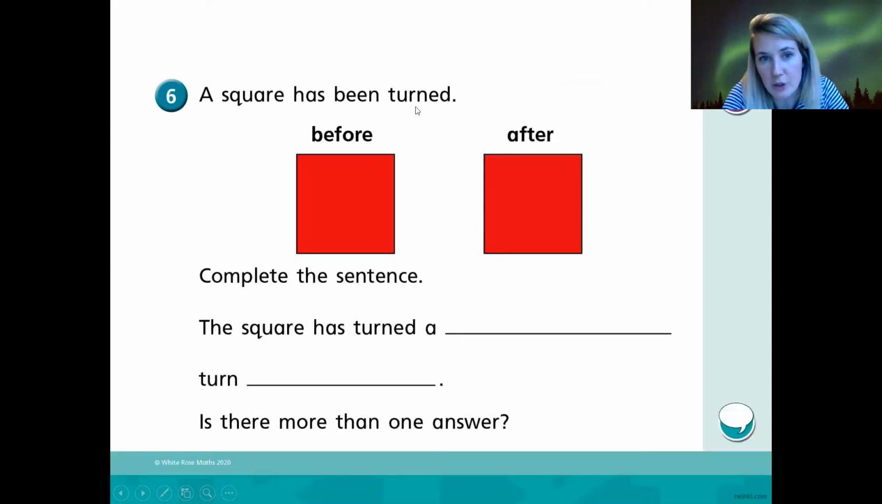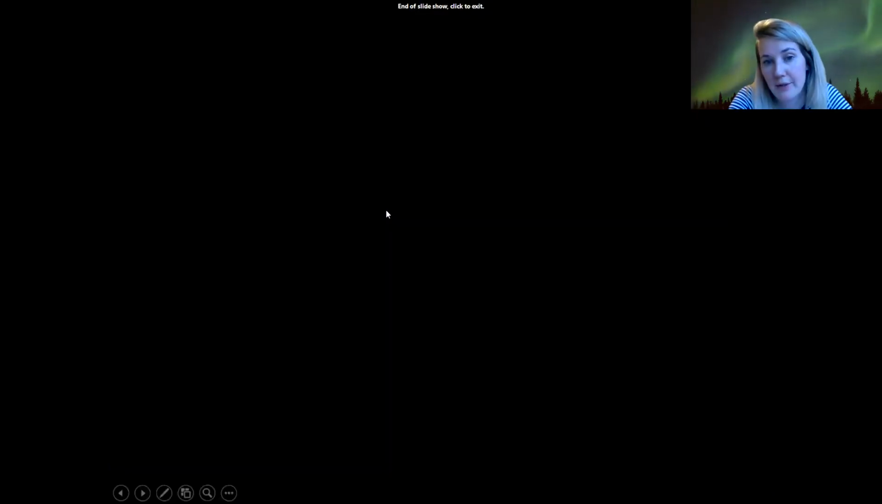The square has been turned. Now, complete the sentence. The square has turned. Look, guys, there is more than one answer. It is really hard to tell. There are no arrows, okay? It's making you think. Yes, there's more than one answer. It could be half a turn. It could be a quarter turn. Because it's a square, it can be any of those.